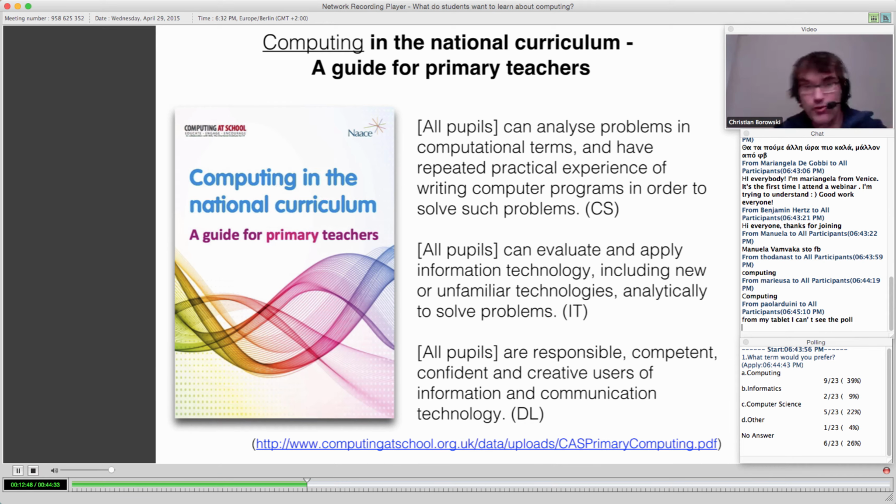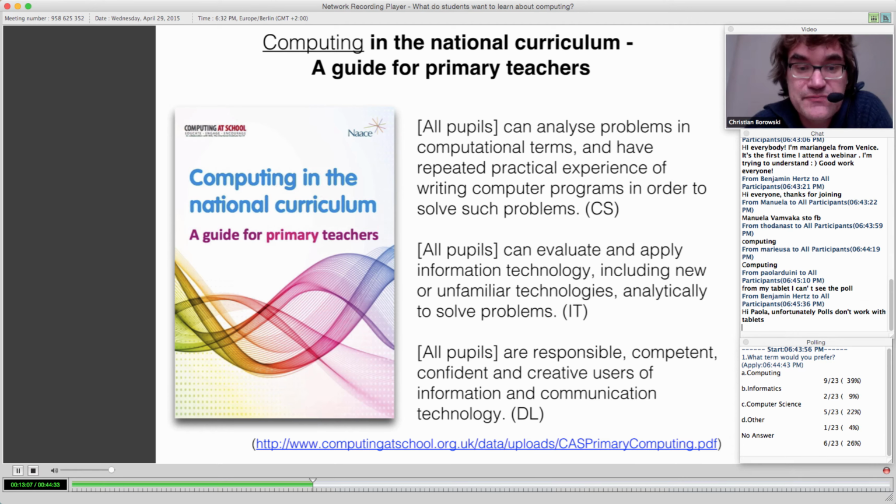Computing. Right, the poll result. In the English curriculum, what is famous as well, computing means different things. I think it means computer science, information technology, and digital literacy. I think I should do this better.